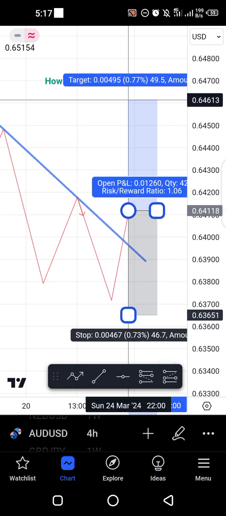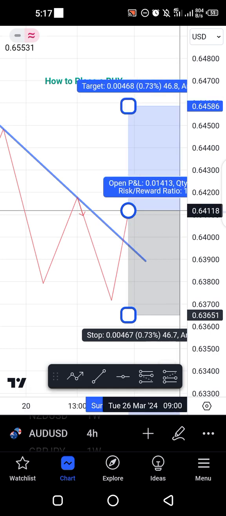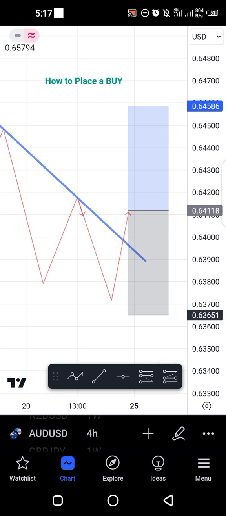Then allow your market to move at least 1 to 1 first. Then the second trade should go to wherever the market wants to go. So these are the two scenarios for a buy.